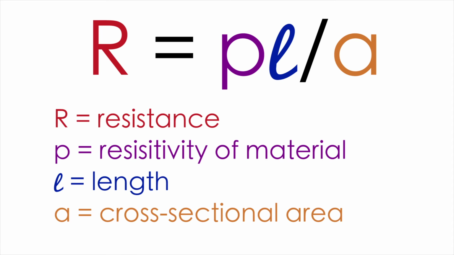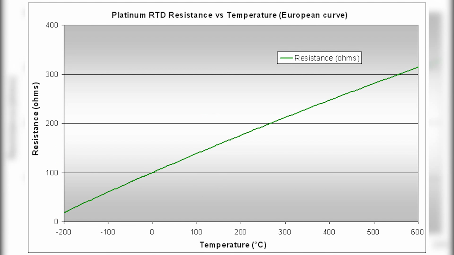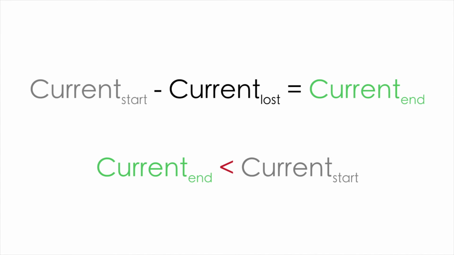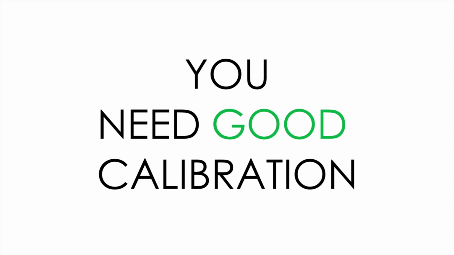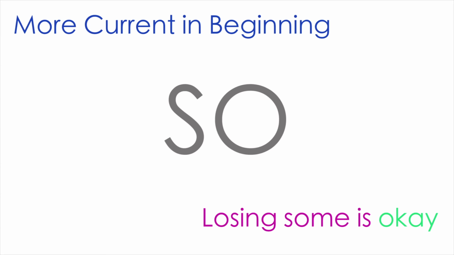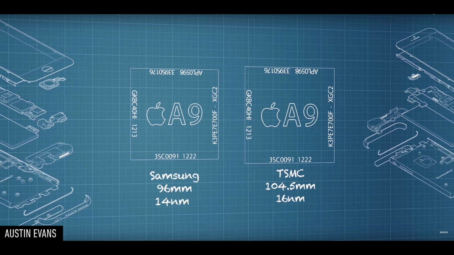And because the resistance is higher, more current is transformed into heat. And if more current is transformed into heat, there's less current coming out at the end of the logic gate. And you can't have output current differ between the two processors because that'll screw up the calibration for every other component inside the phone. So to counteract this, Samsung puts more current into the logic gate so that even if some is lost, the output will stay the same between the TSMC and Samsung A9 versions.